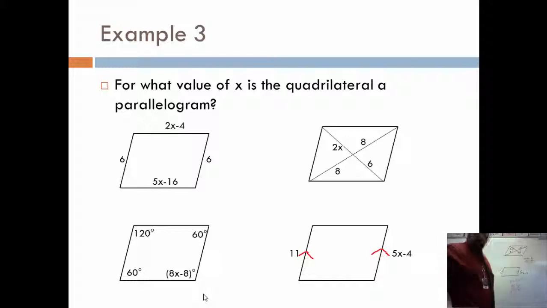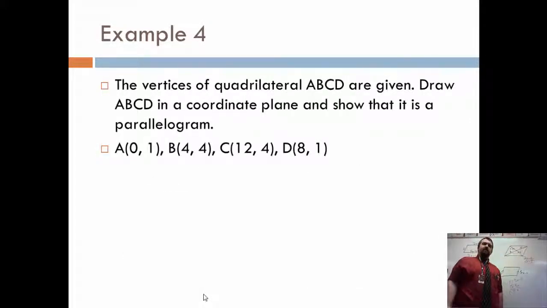The next question reads, the vertices of quadrilateral ABCD are given. Draw quadrilateral ABCD in a coordinate plane and show that it is a parallelogram. So I have to show that this is a parallelogram. I have multiple ways I could do this. I could try to show that the opposite sides are congruent, so I'd be using the distance formula. I could also try to show that the opposite sides are parallel, so I'd be using the slope formula. I have my options here.